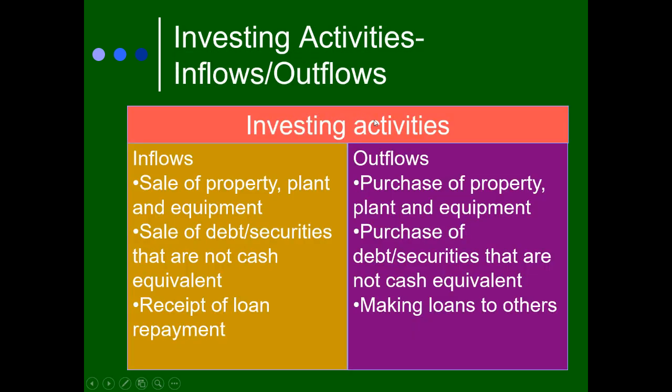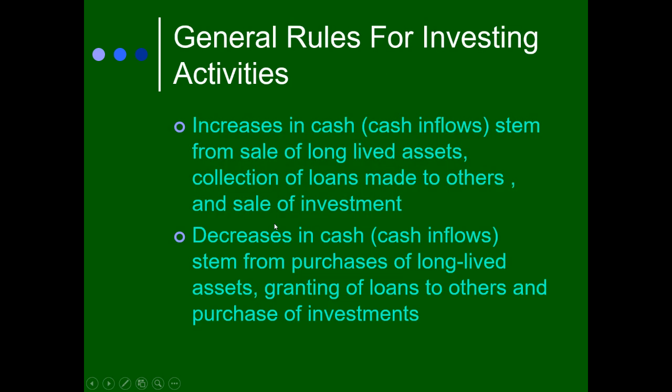So this is actually the summary of the activities that involve inflows and outflows under investing activities. Usually for investment there are three areas: long-term assets, debt securities that are not cash equivalents, and loans to others. You have to understand which one will be inflows and which one will be outflows, so who will be the payer and who will be the receiver. That is under investing activities, to determine the inflows and also outflows.